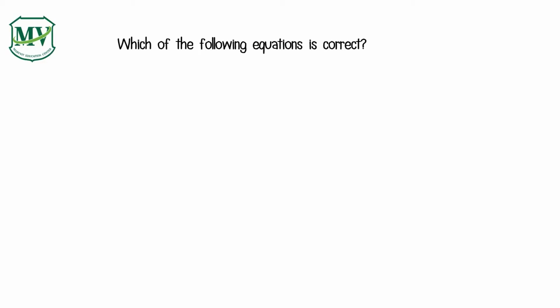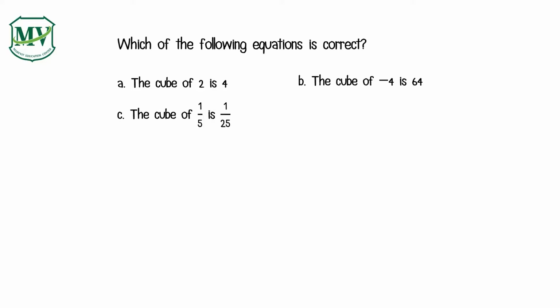The question is, which of the following equations is correct? Letter A, the cube of 2 is 4. Letter B, the cube of negative 4 is 64. Letter C, the cube of 1 over 5 is 1 over 25. And letter D, the cube of 0.5 is 0.125.